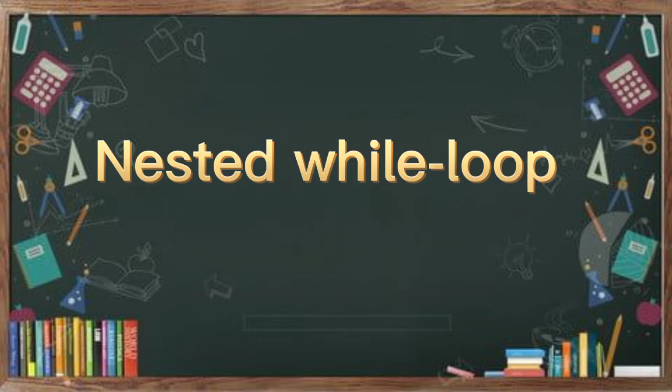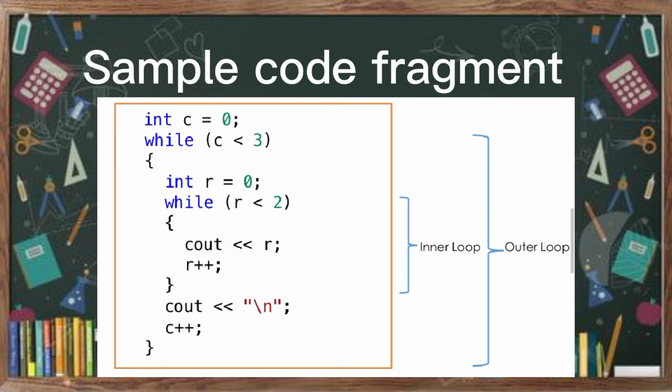Nested while loop is another code fragment below where a while loop is within another while loop. Sample code fragment. The initial value of variable c is set to 0. From the condition, since 0 is less than 3, the body of the outer loop is executed where the value of the variable r is initialized to 0. From the condition, since r, which is 0, is less than 2, it goes to the statement within the inner loop, which prints 0. It then increments the value of r, where r becomes 1.